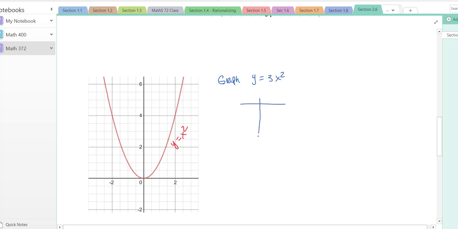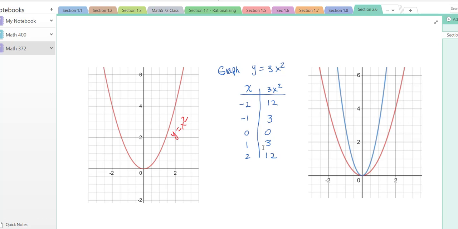So let's take a look at the t-table. If I have x and 3x squared, we'll try the same values, -2, -1, 0, 1, and 2, and see what's happening. When x is -2, -2 squared is 4, times 3, I'm going to get 12. -1 squared is +1, times 3, I get 3. For 0, I'm just going to get 0, so the vertex is not going to change. For 1, 1 squared is 1, times 3 is 3, and 2 squared is 4, times 3 is 12. So what is happening to this graph now?